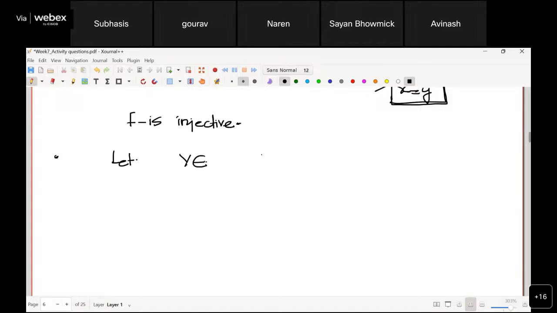So let y be my element here. And what I want to do is find a pre-image, an x in R such that f of x is y, right? That is my whole point. So once I show this, then I'm done. My function is surjective.